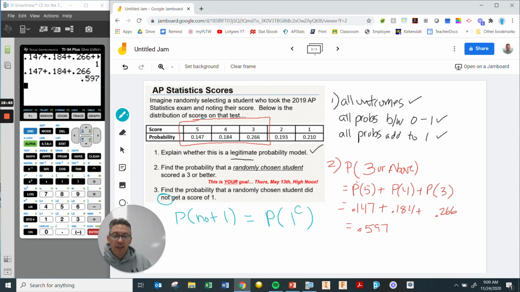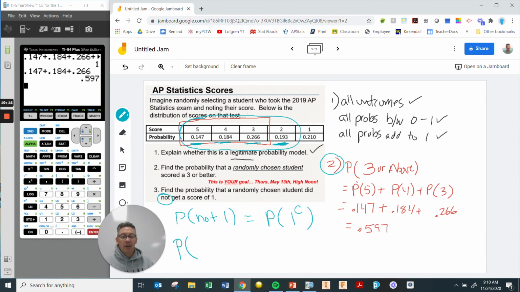Well, not a 1 means you either got a 5, you got a 4, you got a 3, you got a 2. Here's everything that's not a 1. So I could solve this problem the same way that we did number 2 over here. I could add up the probability of a 5 plus the probability of a 4 plus the probability of a 3, and now also add in the probability of a 2. And I'd get my correct answer. But I want you to recognize that I could also do this.